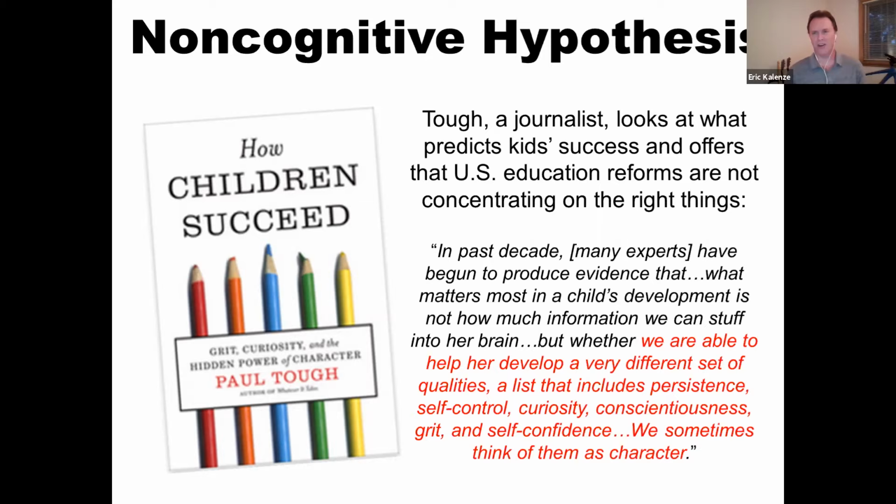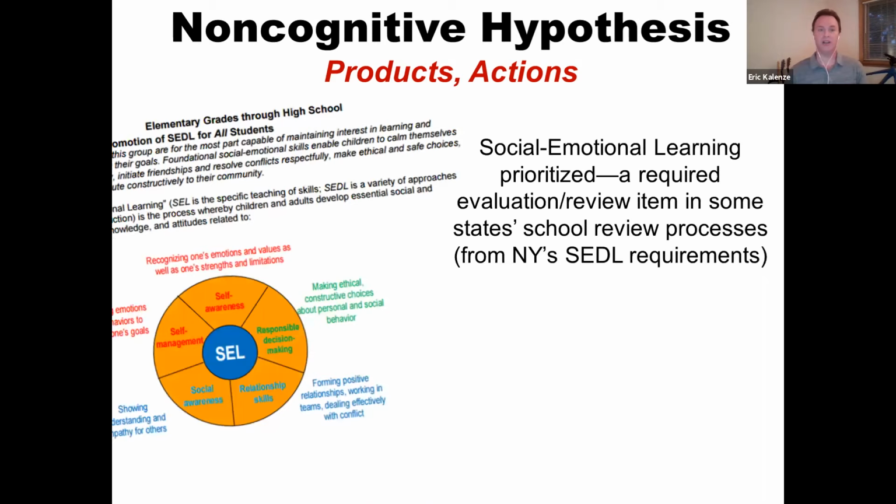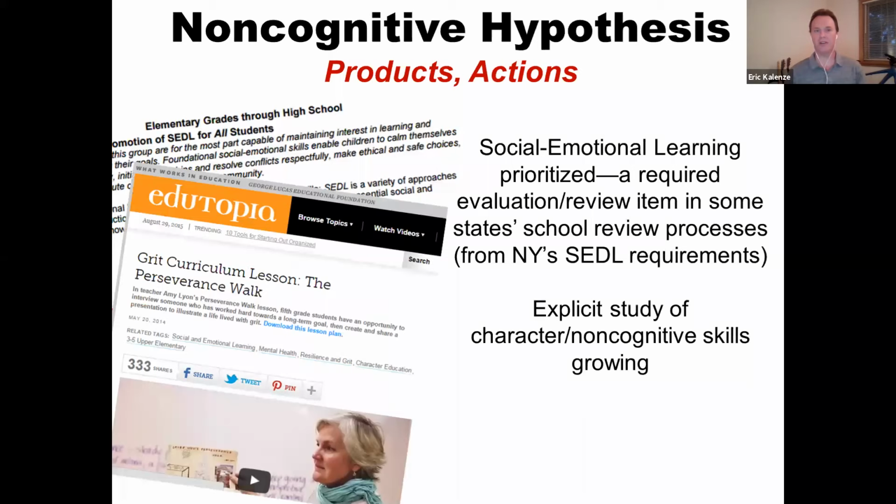Anyway, in the intervening years, we started to see social emotional learning prioritized. It's a required review item, for instance, in New York State's SEDL requirements when they're doing school quality reviews, and that means social emotional developmental learning. Another place you saw it pop up a lot is throughout the field in terms of folks attempting to offer good SEL experiences to their students. You started to see the explicit study of character and non-cognitive skills growing. I have a clip there from EDU Dystopia, which is basically a lesson about how to build grit, a curriculum lesson and an explicit way to do this. It's merely illustrative. A few clicks on the internet and you can see any number of similar lessons. But there was an explosion in how to build kids' grit, their conscientiousness, their communication skills, and so forth.